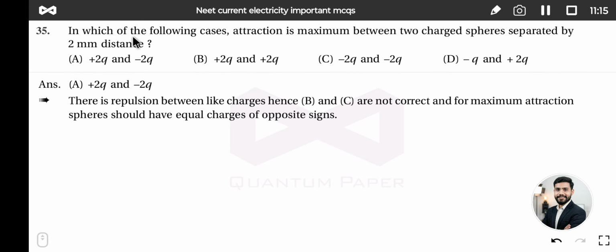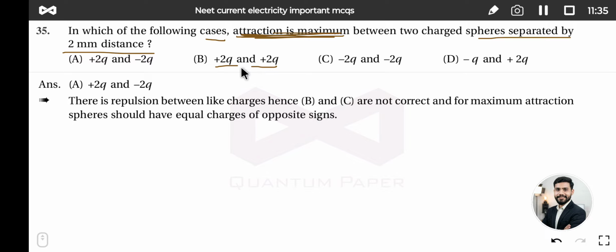Next question is, in which of the following cases attraction is maximum between two charges separated by 2 mm distance? Okay, so distance is given, we want attraction to be maximum. So for which charges we will get attraction? For unlike charges. Okay, so option number B, both the charges are like, so here we will get repulsion, so this is wrong. This is also like charges, so here also we will get repulsion, we want attraction, this is also wrong. So we will get attraction in option number D and option number A.